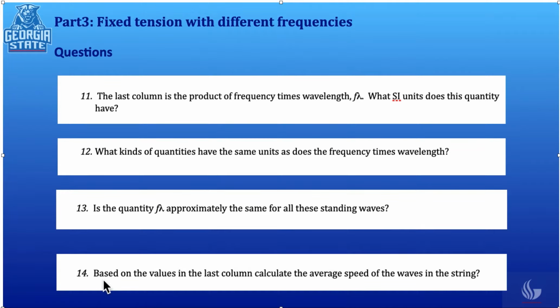Based on the values in the last column, calculate the average speed of the waves in the string. If you have taken 3 readings, that is 1 for 1 loop, for 2 loops, for 3 loops, you have 3 values of F lambda. How can you calculate the average of these 3 values? You add all these 3 values and divide by 3. This is how you will get the value for the average speed.